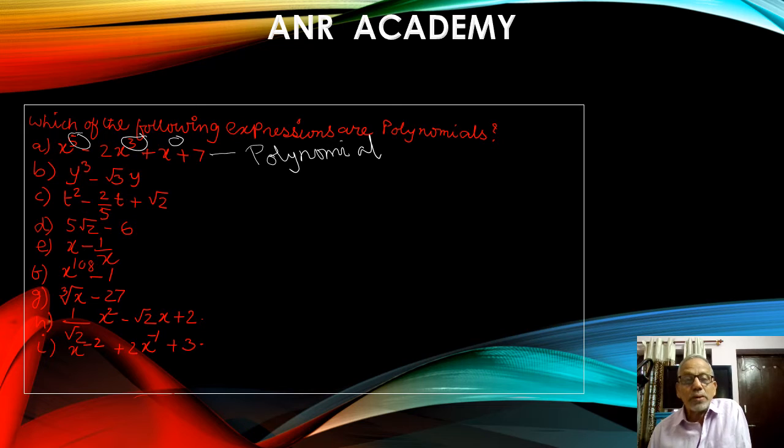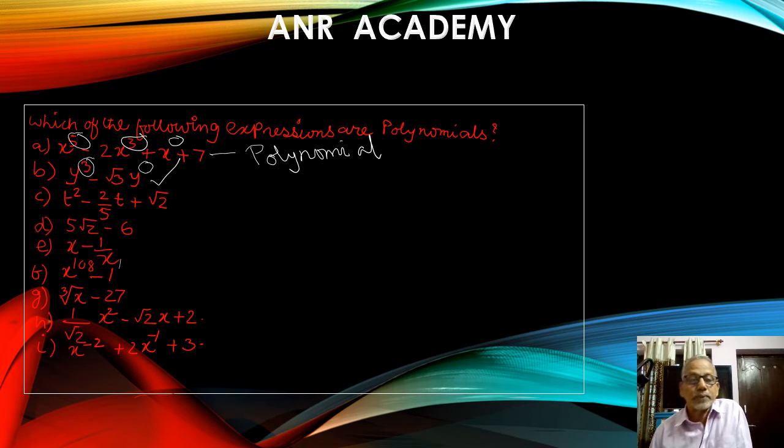y cube minus root 3y. What are the powers here? Here it is 3 and here this is 1. So this is a polynomial because the powers are non-negative integers.